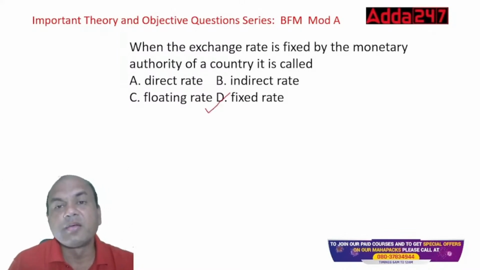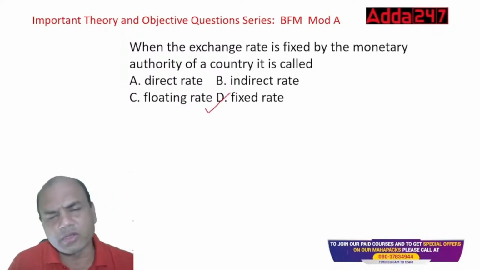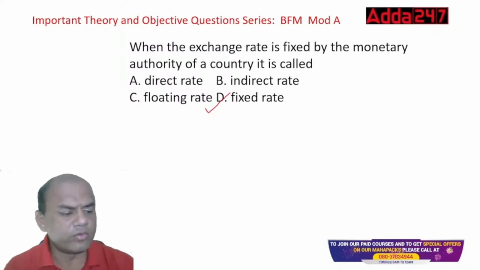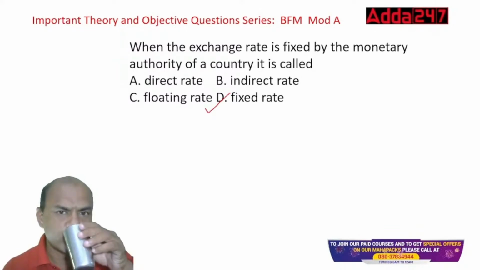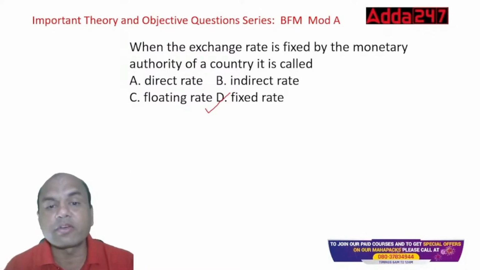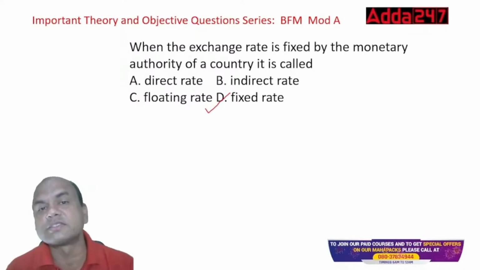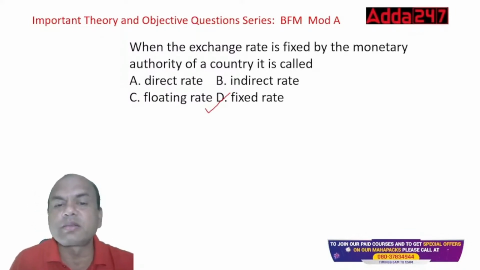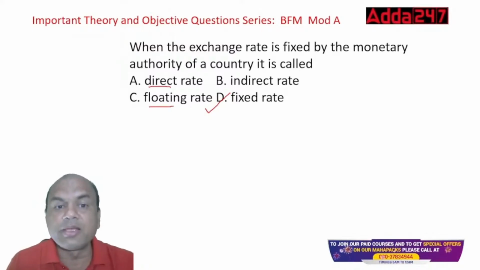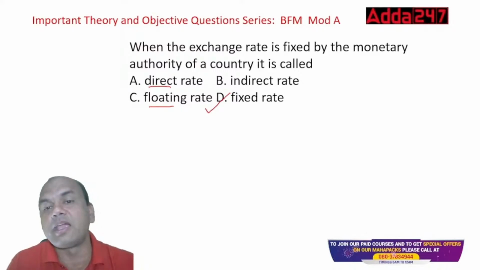Do we follow this fixed rate system in India? We never follow the fixed rate system. We follow the floating rate system. Two things you must always remember: in India, one is the direct rate system and the second is the floating rate system. Direct means the rupee is fluctuating and the dollar is constant. And floating means it depends on demand and supply.